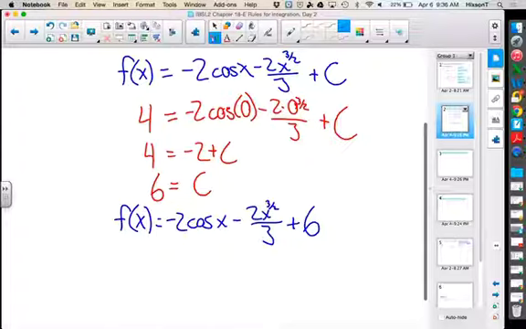Now, be careful that if you're given f of 0, you don't just assume that the constant is c. In this case, it was 4. A lot of times when you plug in 0 for x, yes, everything ends up being 0. But as you can see here with cosine, cosine of 0 isn't 0, so we had to actually solve for what c is.